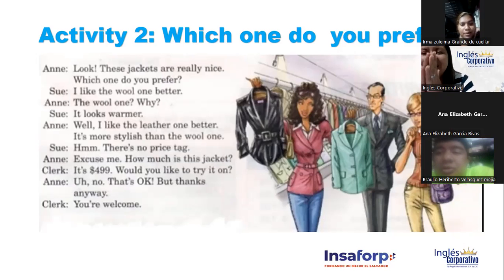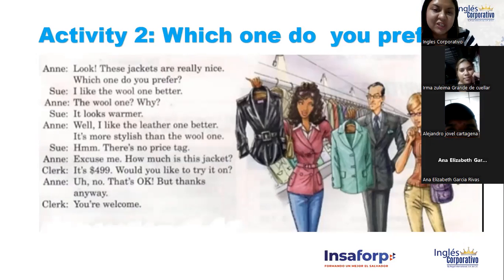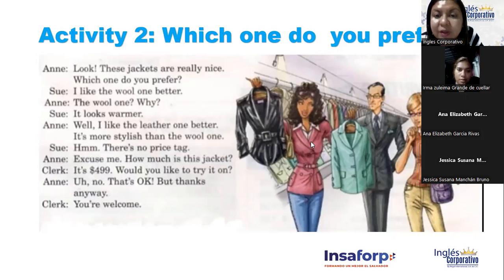You're welcome. Thank you, Anna, Irma. Thank you so much for your participation. Okay, let's analyze the conversation. How many jackets are they comparing? Two jackets. Only two, exactly. So they are using comparative adjectives. Can you see the comparative adjective? Better. Another comparative: more stylish. Warmer.